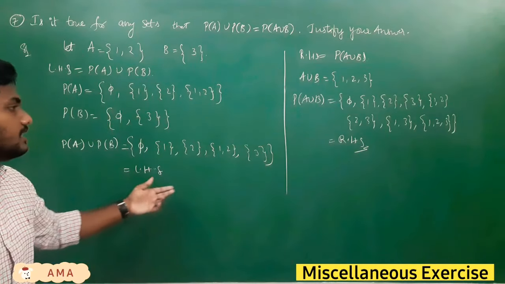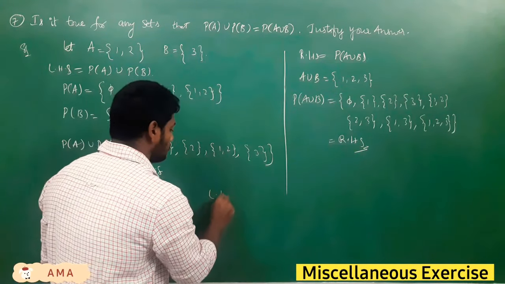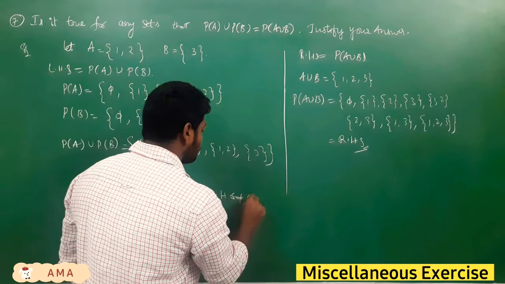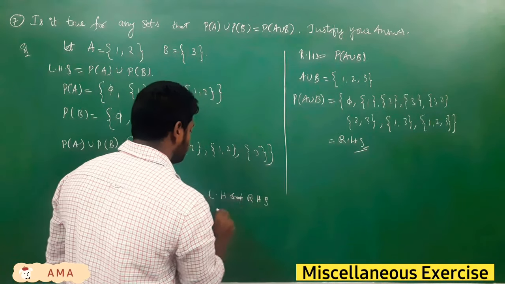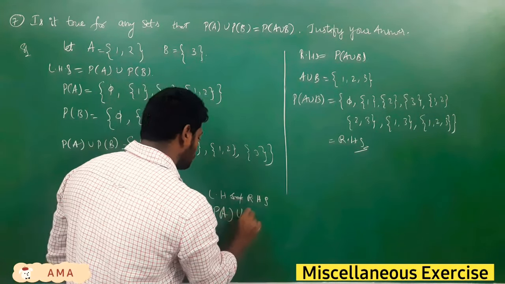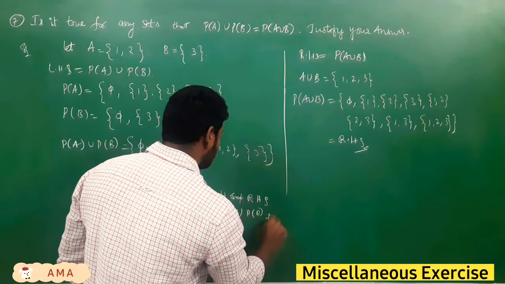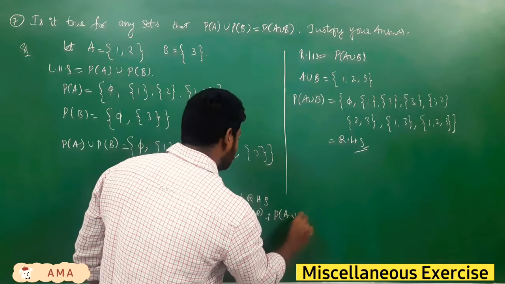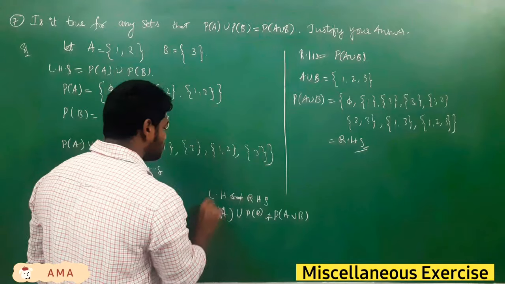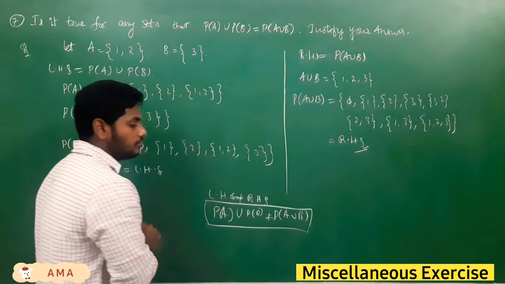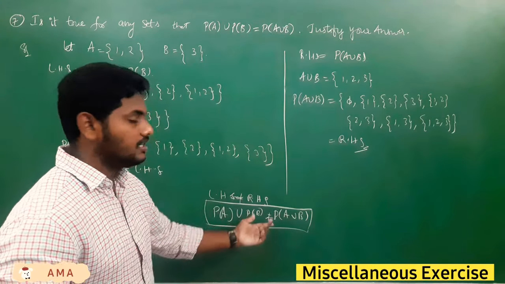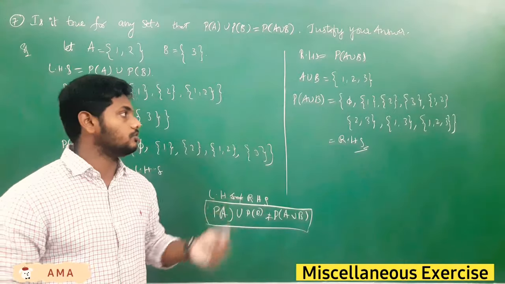Now you tell me, is LHS equal to RHS? No. LHS is not equal to RHS. Nothing but P of A union P of B not equal to P of A union B. In some cases it may be equal, when A equal to B, but in the remaining cases it is not equal. Pause the video and note it down.